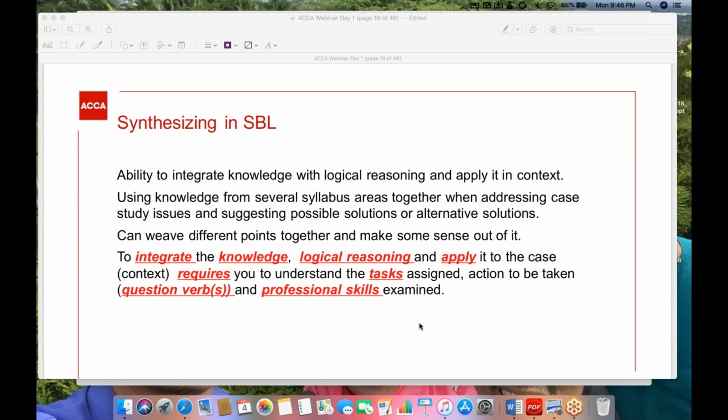Sometimes when you read your technical knowledge, it will give you some possible suggestions for certain things. But not all those suggestions that you learn technically will be usable in suggesting possible solutions or alternative solutions in the context of that particular case study.